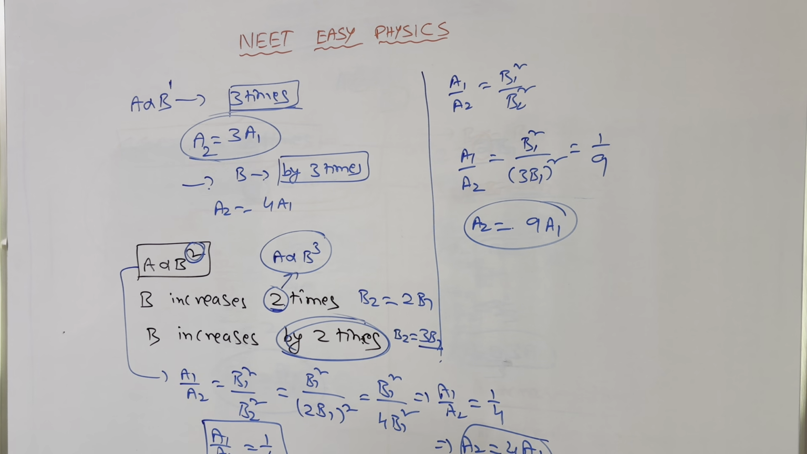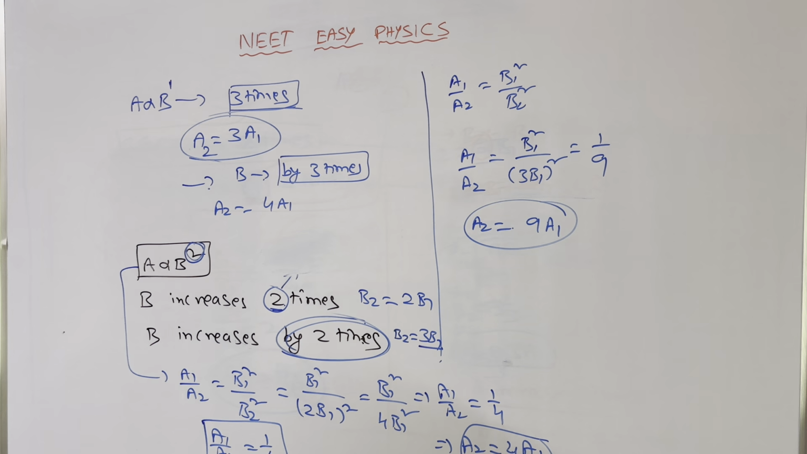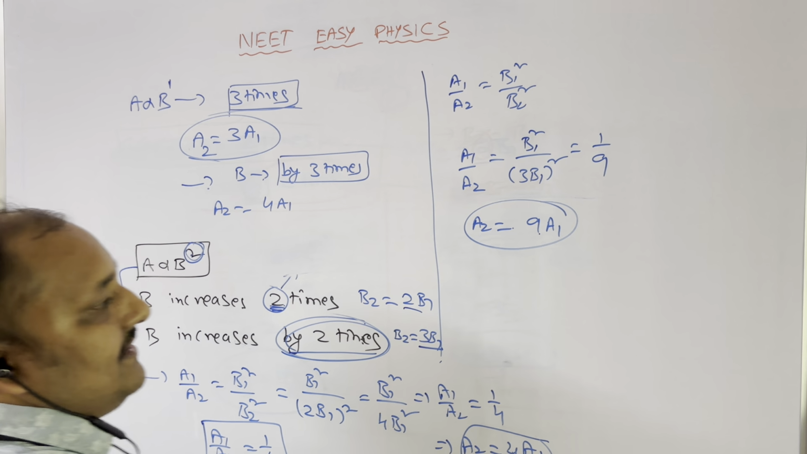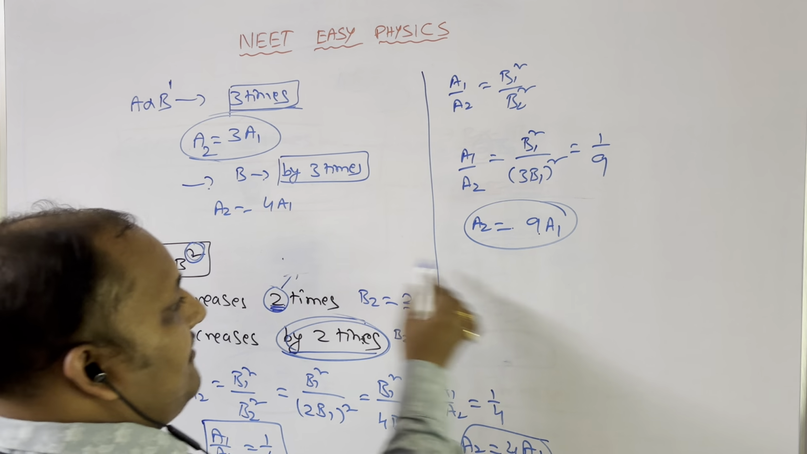Whenever A is directly proportional to B square and B increases 2 times, our answer will be 4, since square is there. If B increases by 3 times, our answer will be 3 square, that is going to be 9. Now we will see the next one I have put here.